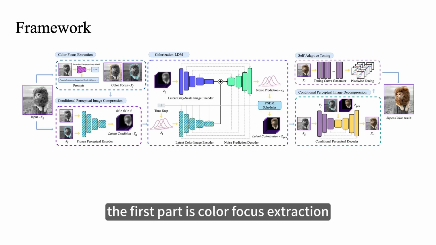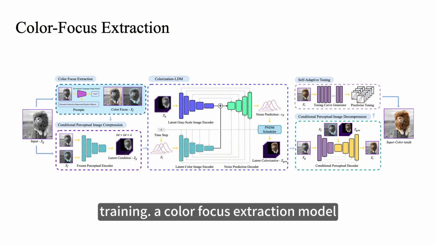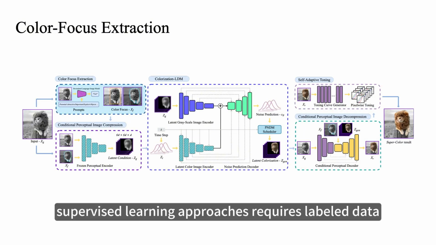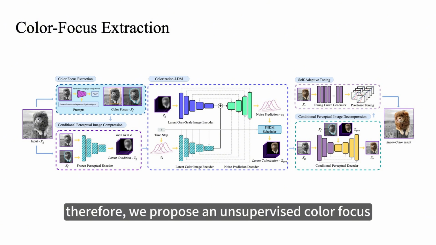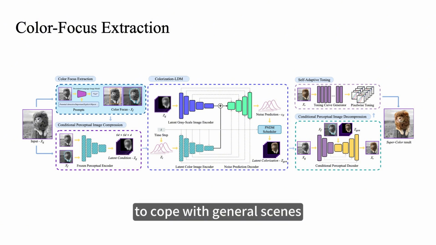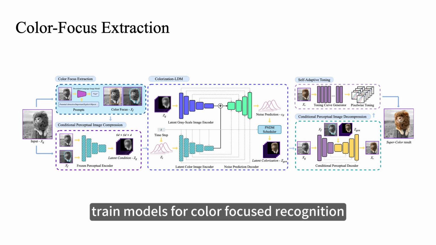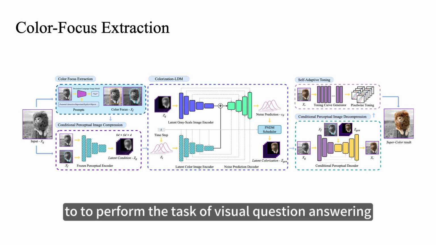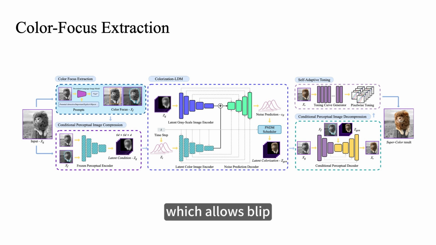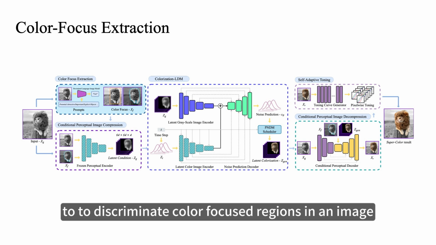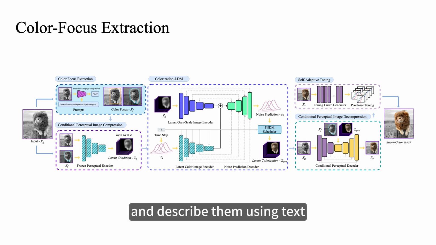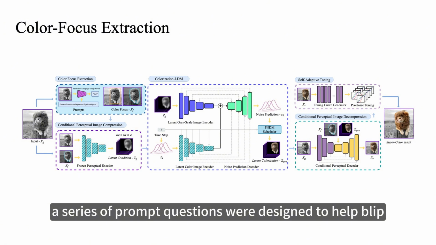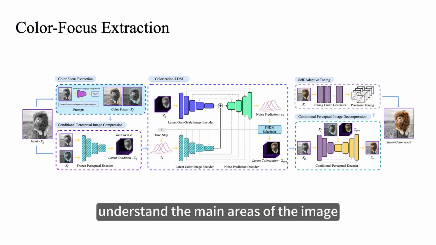The first part is color focus extraction. Training a color focus extraction model with supervised learning approaches requires labeled data. Therefore, we propose an unsupervised color focus extraction method to cope with general scenes. We utilize 3 pre-trained models for color focus recognition and extraction. We first used a pre-trained BLIP-2 to perform the task of visual question answering, which allows BLIP-2 to discriminate color-focused regions in an image and describe them using text. A series of prompt questions were designed to help BLIP understand the main areas of the image.